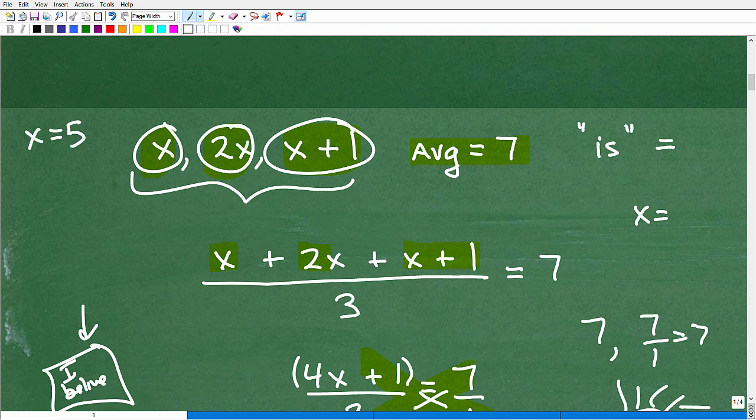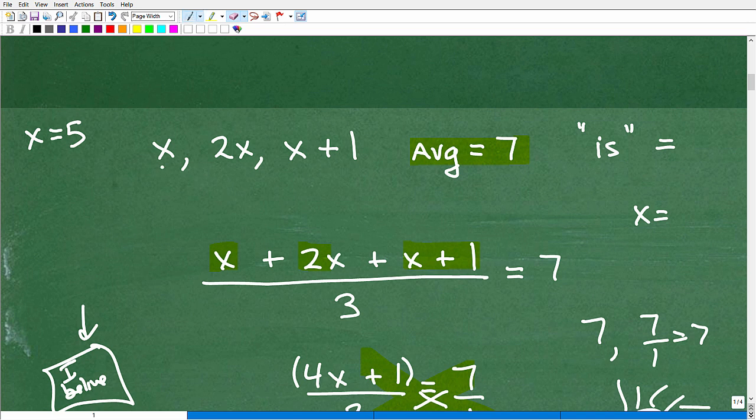such that the average is 7, but we have to follow this pattern here, okay? So let's go ahead and erase this, and now let's plug in 5 for x and get these numbers. So our first number is obviously going to be 5, so it's x. And then our second number is going to be 2 times x, or 2 times 5. So our second number is 10, okay? And then our last number is going to be x plus 1. Of course, x is 5, so this is 5 plus 1, or 6. Okay, so those are our 3 numbers.